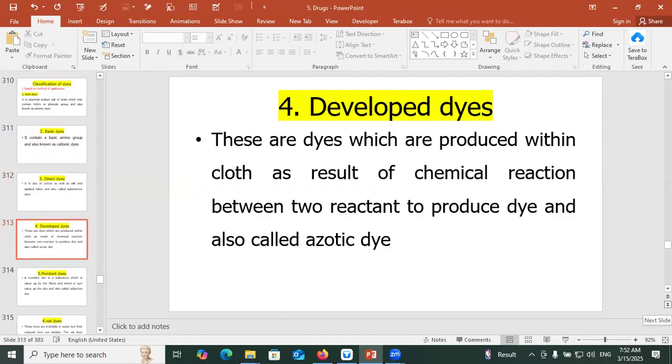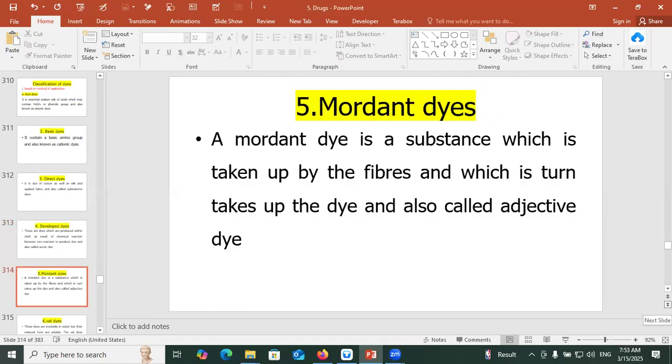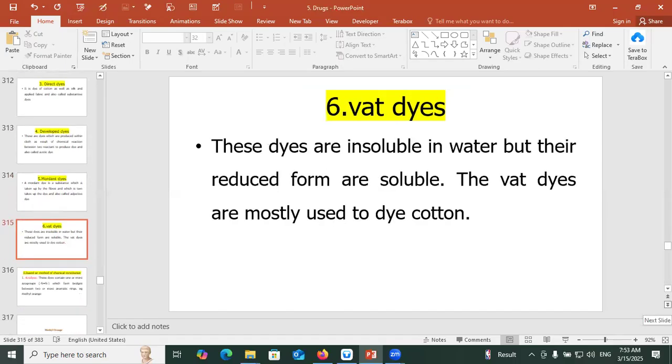Developed dyes are dyes which are produced within the cloth as a result of a chemical reaction between two reactants to produce the dye, also called azoic dyes. Mordant dyes use a substance which is taken up by the fibers and which in turn takes up the dye, also called adjective dyes. Vat dyes are insoluble in water but their reduced forms are soluble. Vat dyes are mostly used to dye cotton.